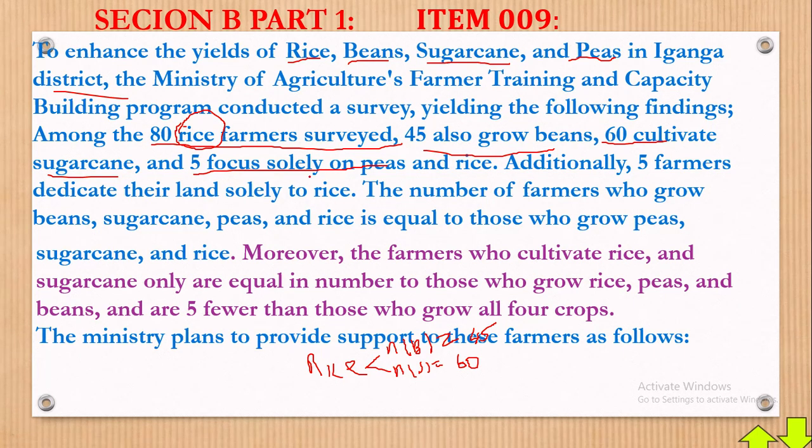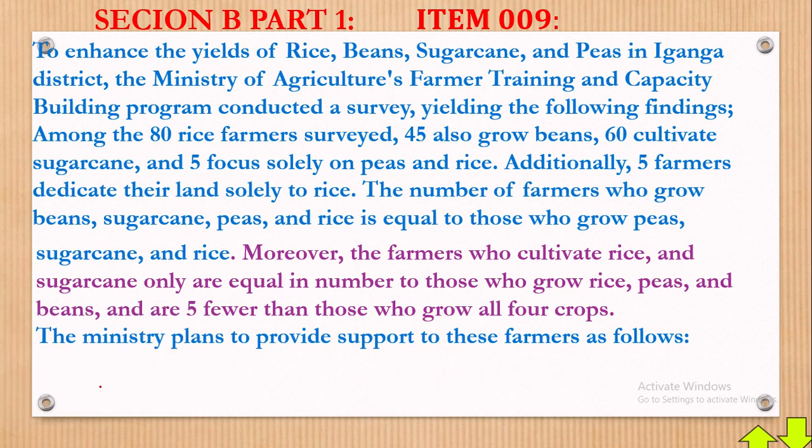Now, solely means only. So let me write it like this: number in peas only is how much? Is 5. Okay, good. Solely on peas and rice, sorry. So this would have been P intersection R only. Anyway, let me get this. Oh, sorry. Remember, I will just bring it back.